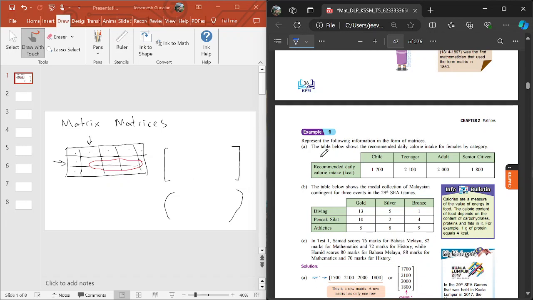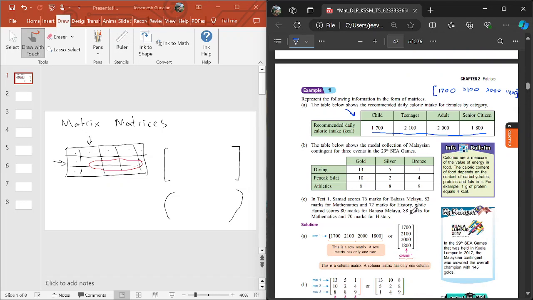Okay, so let's see this. In this case, there is only one row. So the matrix will just look something like this: 177, 2100, 2000, and 1800. And that's all. It will just have one row, and this is also considered a matrix. And let's see another example.